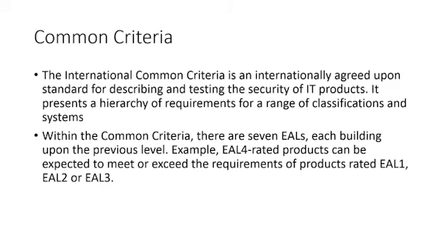Now, within the Common Criteria, there are seven different levels, EALs, each building upon the previous level. So like, EAL 4 can be expected to meet, or at least meet, but it could exceed the requirements of products for, say, 1, 2, and 3. So if you're here, you kind of encompass everything below you.